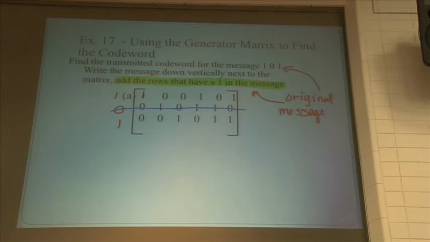Top to bottom. 1 plus 0. Remember, we're cutting out that second row. Top row plus bottom row. 1 plus 0 gives us 1. 0, 0 gives us 0. 0, 1 gives us 1. 1 and 0 gives us another 1. And another 1. And the last one should be a 0.